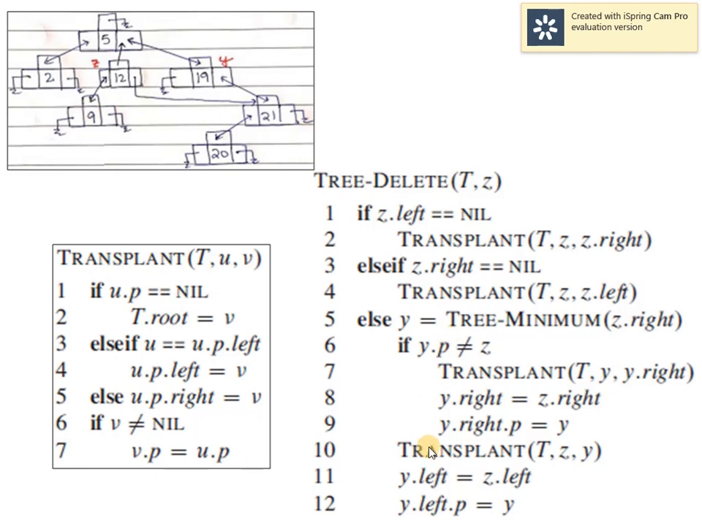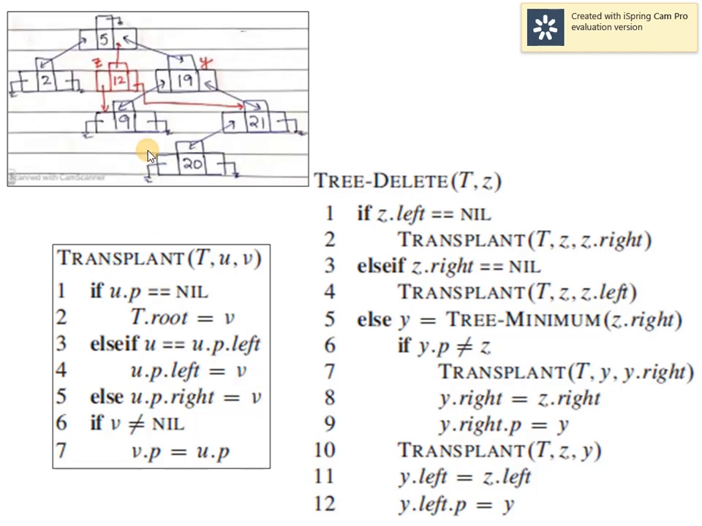And after that, what do we have to do? We have to simply disconnect the left subtree of z and connect it to the left of y. This is the only thing required in order to release the memory pointed to by node z. So what we will do: y dot left equals z dot left. That means 19's left will start pointing to 9, and we have to update the parent of 9 to 19, that is, y dot left dot p equals y. After the execution of lines 11 and 12, the structure is something like this.